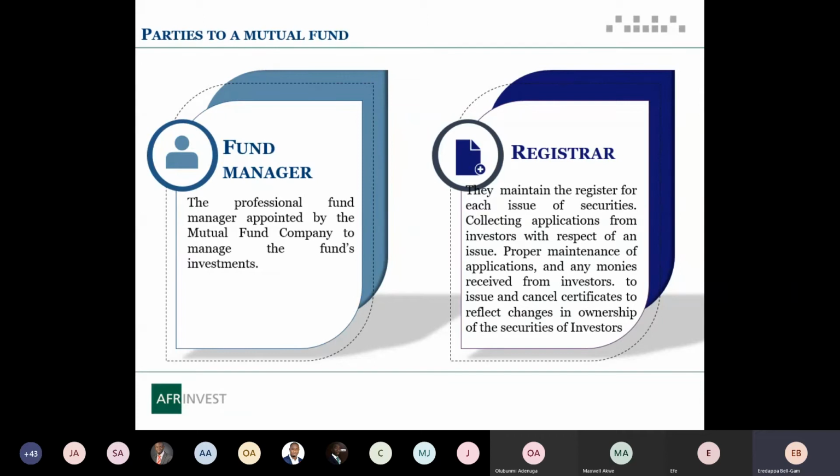So if you want to, let's say, redeem some of your funds, it is the registrar that will verify that this person is actually who they say they are. And then they have records of all your information. They have records of the number of units you have and so on. So they keep proper records of all the applicants and monies that come into the mutual fund.